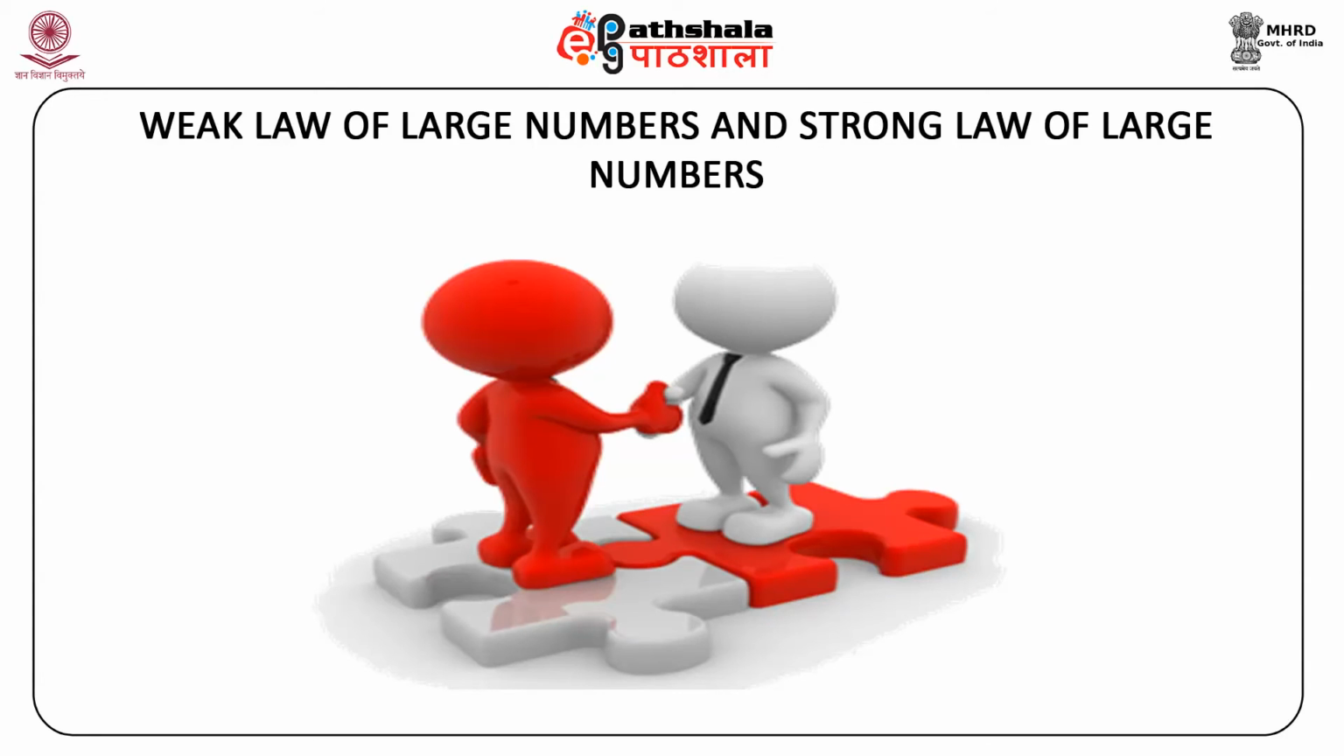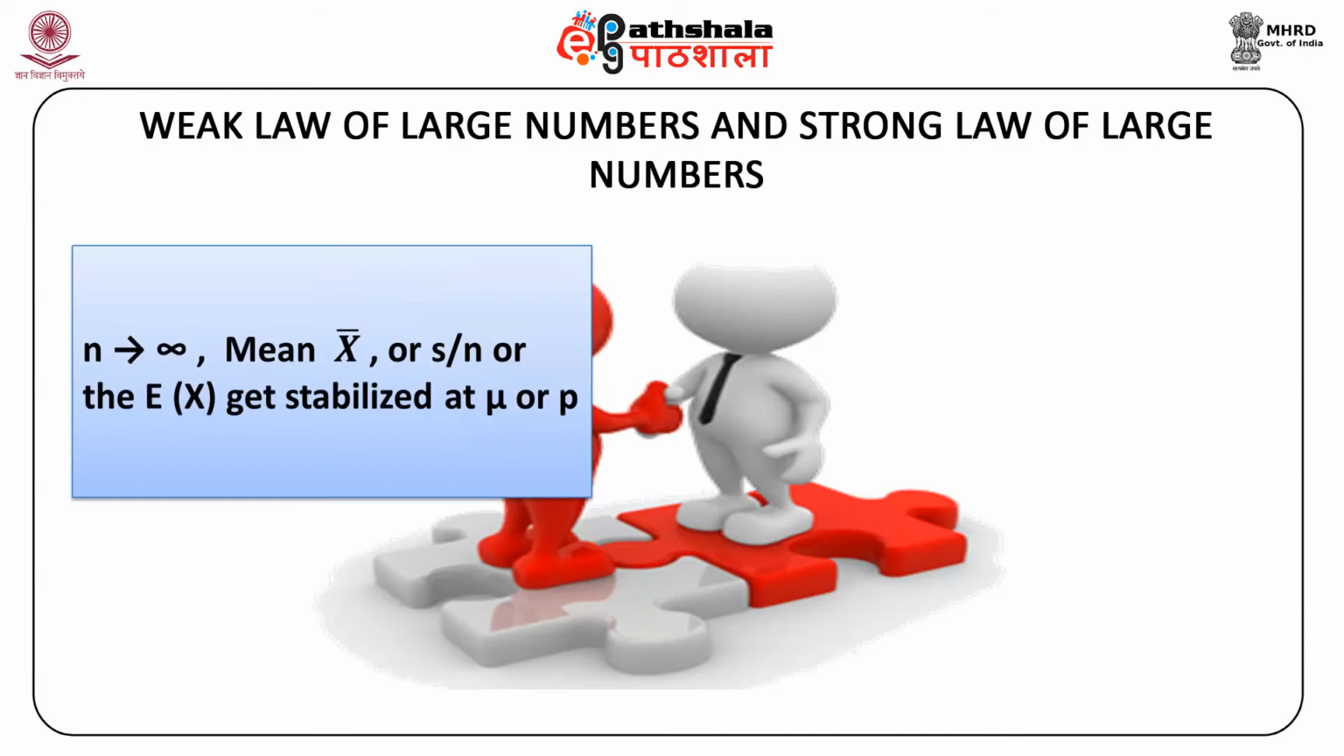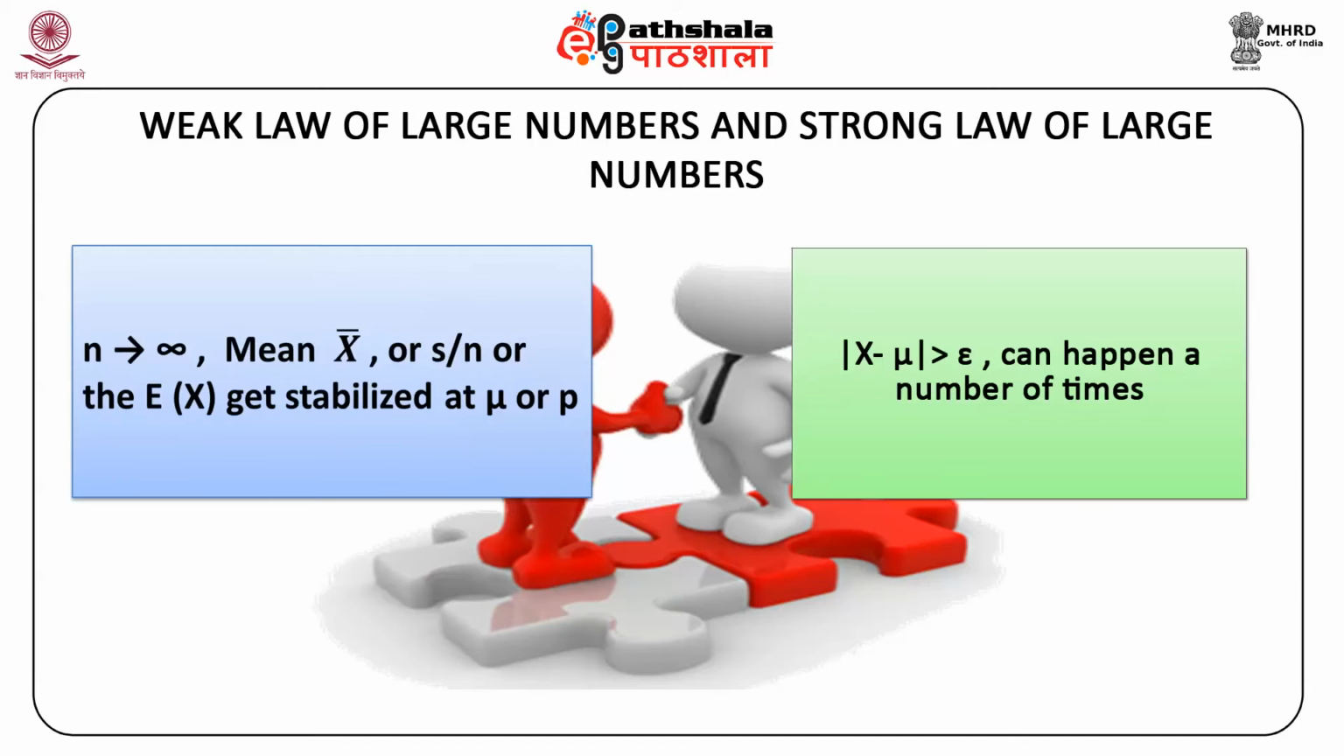Bernoulli's law of large numbers is also known as the weak law of large numbers, as it does not say that when n tends to infinity, S/n or the expectation gets stabilized at mu or p. It leaves open that |X bar - mu| greater than epsilon can happen a number of times, although at infrequent intervals. The strong law of large numbers states that when n tends to infinity, the mean S/n converges surely to mu or p.